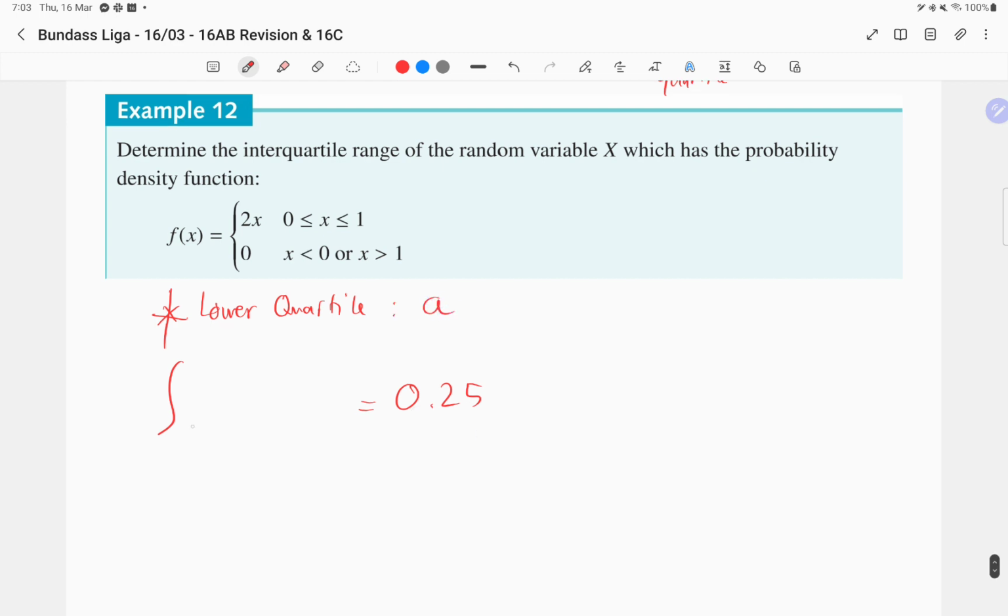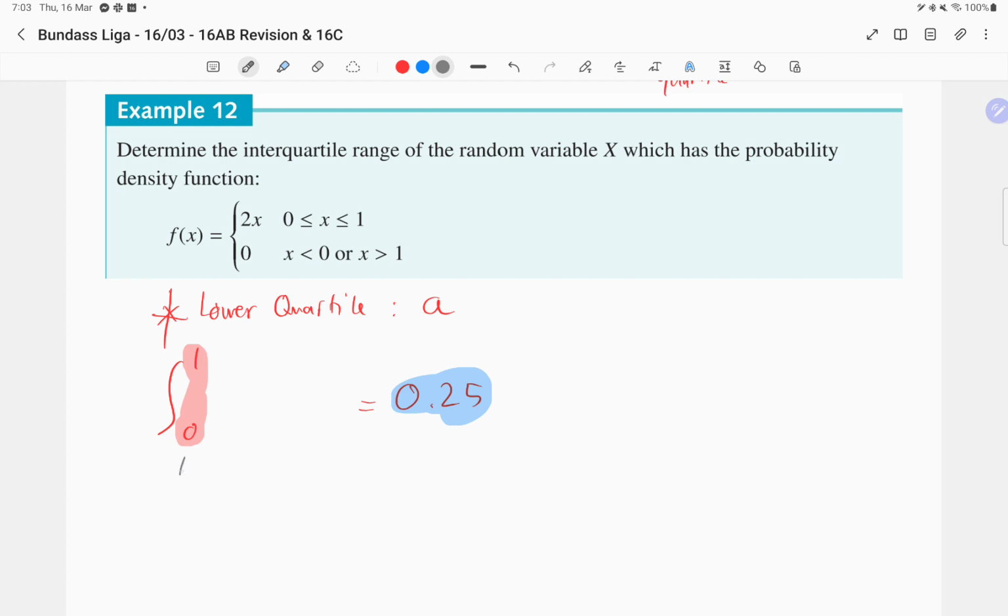From 0 to 1? From 0 to 1 is wrong. If you anti-derive from 0 to 1, the answer will be 1. 0 to 0.25? No, 0.25 is the area. You want the value, and that value is the lower quartile. It's like the median. Remember, these are the values on the number line, and this one is the probability. Don't be mistaken.